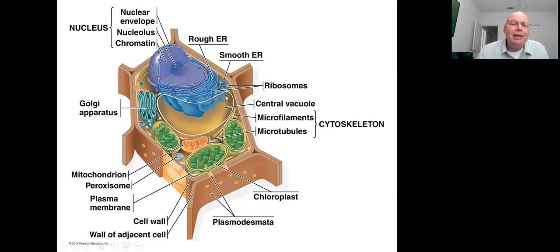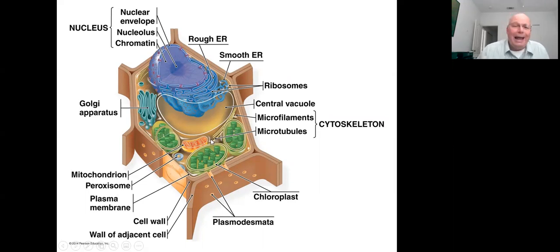There is a central vacuole. Now, animal cells do have vacuoles, but they're tiny little vacuoles compared to this very large central vacuole in a plant cell. It actually dominates the interior space of the plant cell, very much so. And it has several purposes that we'll talk about when we talk about the vacuoles a little bit later.